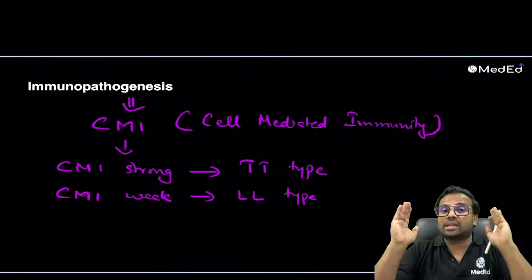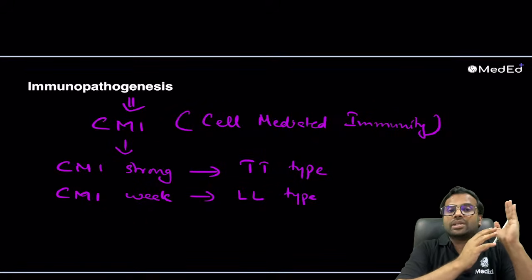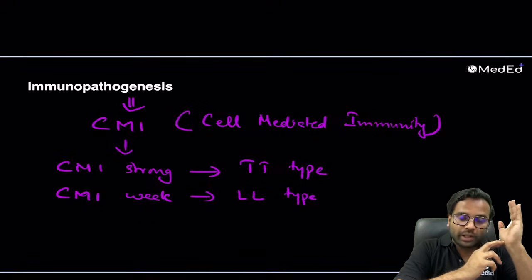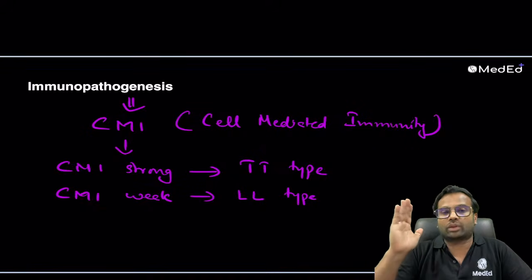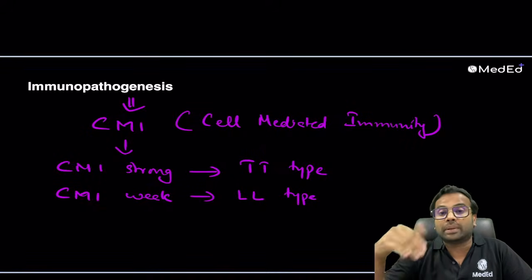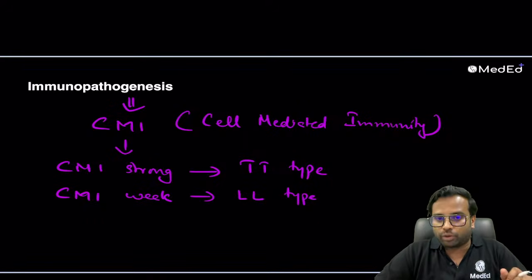If the patient's cell mediated immunity is very good, so very strong, the patient can have a tuberculoid type of leprosy. Whereas if the patient has a weak immunity, at that time the patient would end up in a lepromatous type of leprosy. That is one simple form.